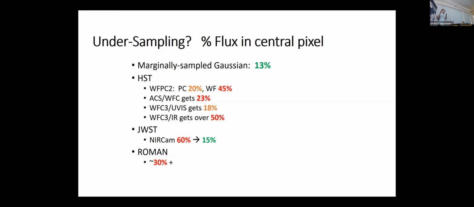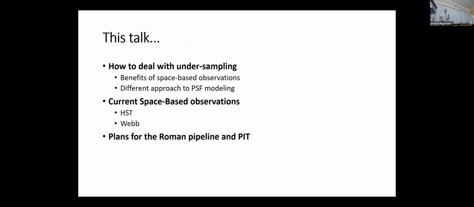So ACS gets about 23%, WFC3 UVIS gets around 18%. It's the closest to being well sampled of all the HST detectors. WFC3 IR can get over 50% of the light in the central pixel. That's very undersampled. JWST can get anywhere from 60 to 15%. At 2.0 microns, it's just barely well sampled. And Roman is going to be about 30% of the light in the central pixel. It's not going to be really bad, but it's also going to be a challenge.